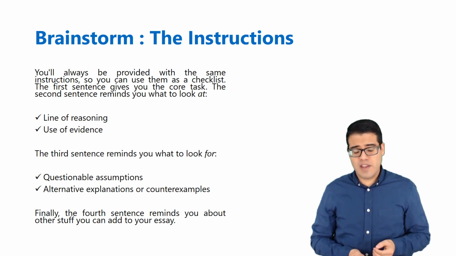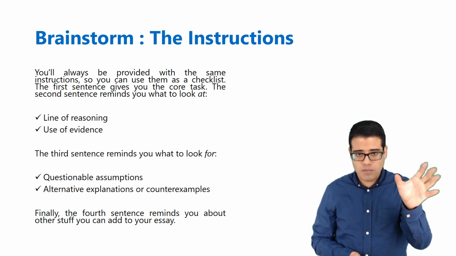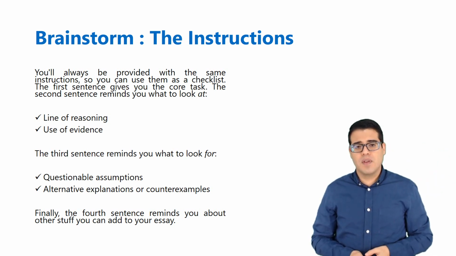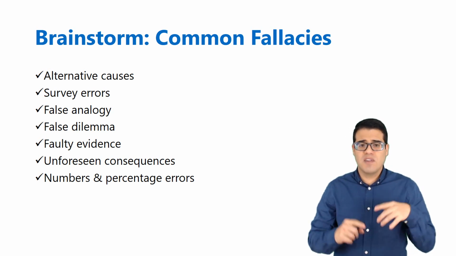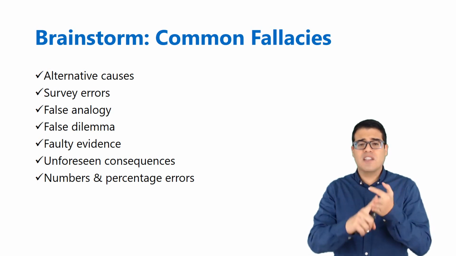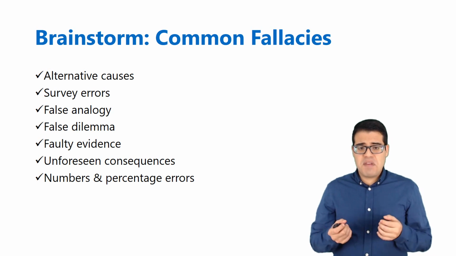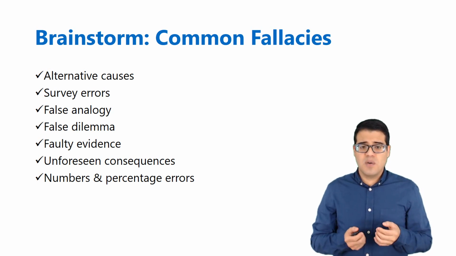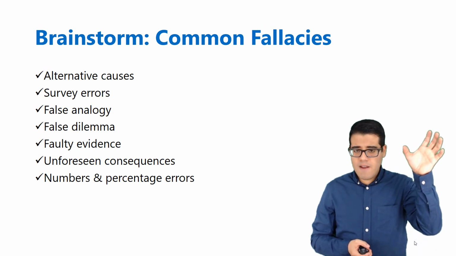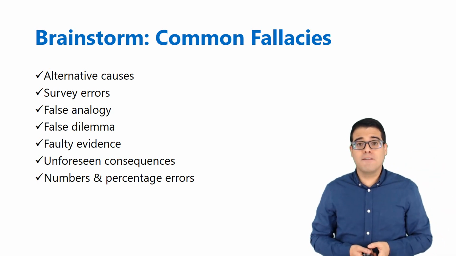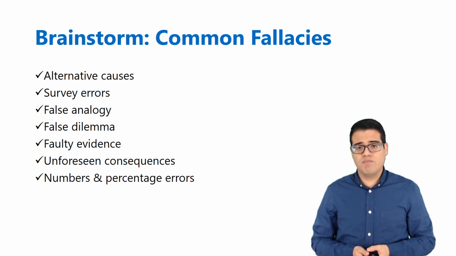Okay, so the instructions are very useful and they will be written for you during the exam, so you can just follow them. Another one is to focus on common fallacies, such as alternative causes, survey errors, false analogies, false dilemmas, faulty evidence, maybe unforeseen consequences, or maybe numbers and percentage errors. We went over every single fallacy in the flaw lesson. So you can go back to that lesson to check those.